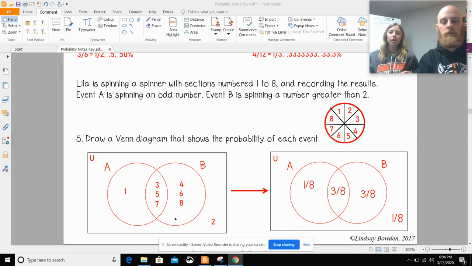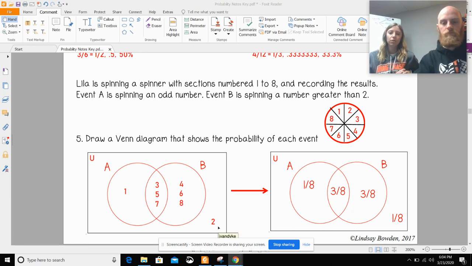And then B again is greater than 2. So that's going to be 4, 6, and 8. And then our little lonely 2 out there, it's not an odd number and it's not greater than 2. So therefore it's outside in our universal set.